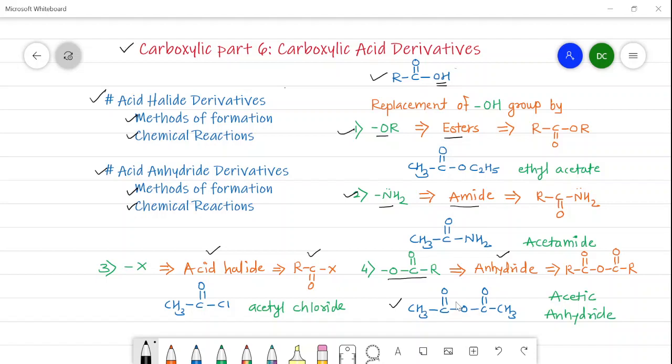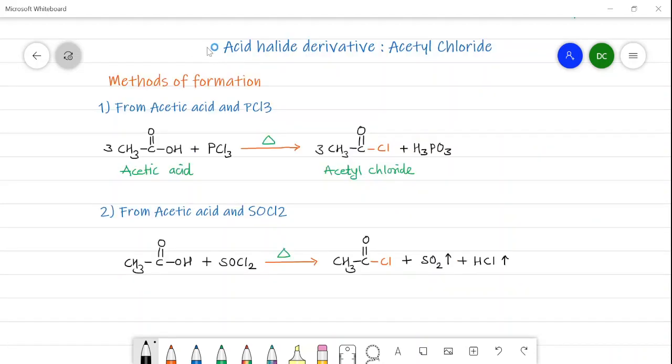So turn towards acid halides. Acid halide derivatives, in which we will see acetyl chloride, its methods of formation. The structure for acetyl chloride is CH3COCl. The acetyl chloride can be prepared from acetic acid and phosphorus trichloride, or by acetic acid and thionyl chloride. So in the two methods, the common reactant is acetic acid, and in addition to this acetic acid, we have to use either PCl3 or SOCl2.